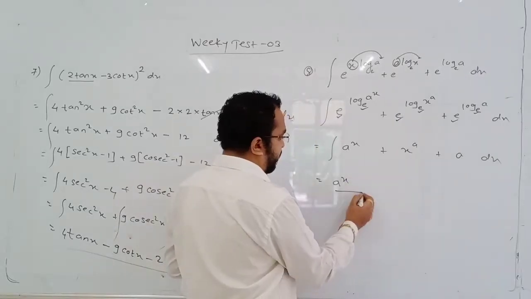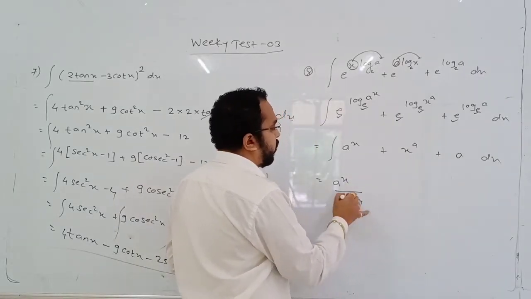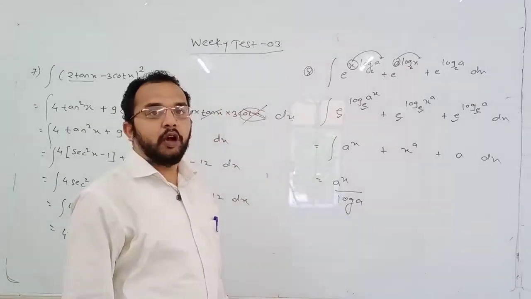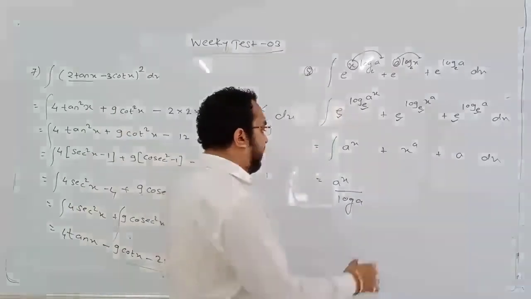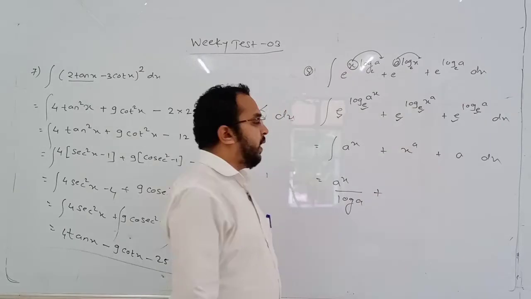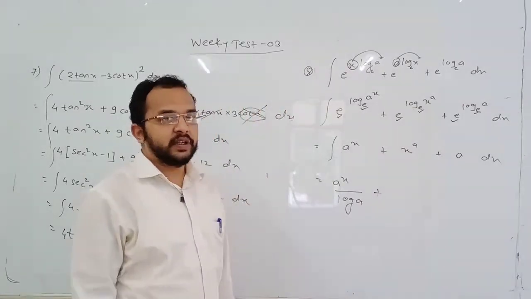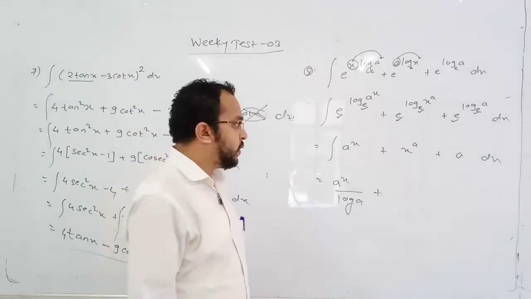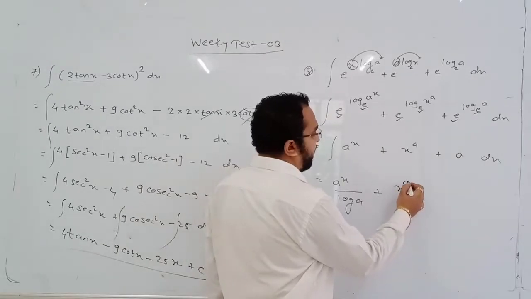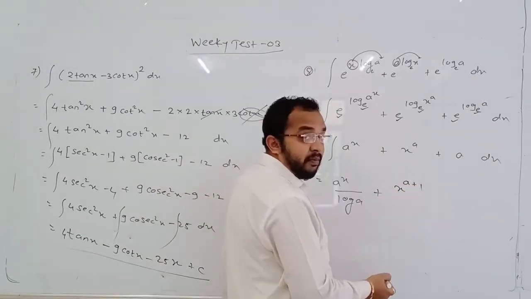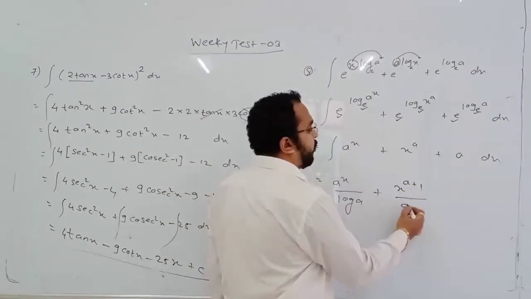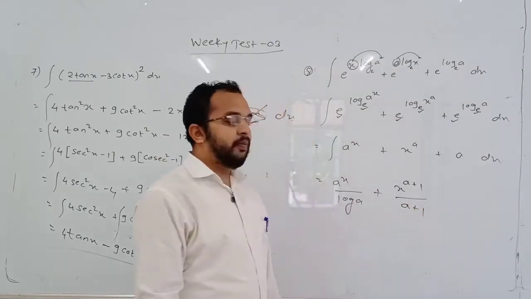Sorry, divided by log a. This is the differentiation actually, what I have written. So it is a to the power x upon log a. This is the integration. Plus x to the power a. X to the power a is a polynomial function, so we have to apply the power rule. According to the power rule, it will be x to the power a plus 1: increase the power by 1 and write the new power in the denominator, which is a plus 1.